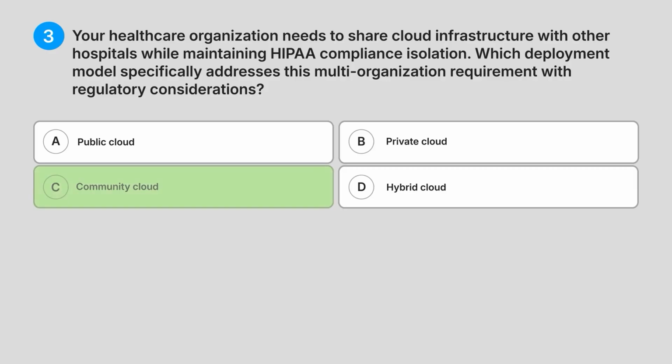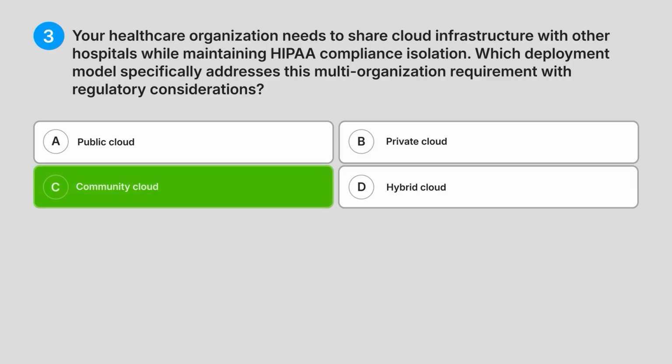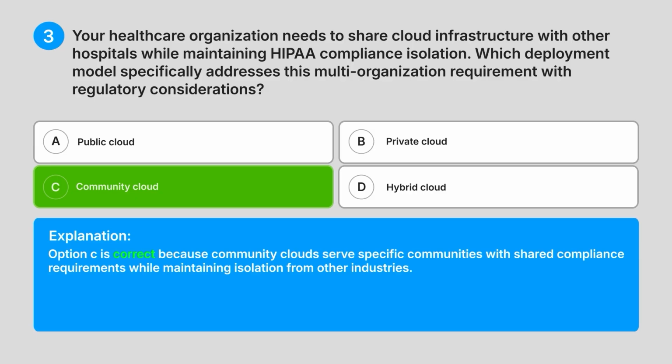Correct answer, C. Community cloud. Explanation. Option C is correct because community cloud serves specific communities with shared compliance requirements while maintaining isolation from other industries.